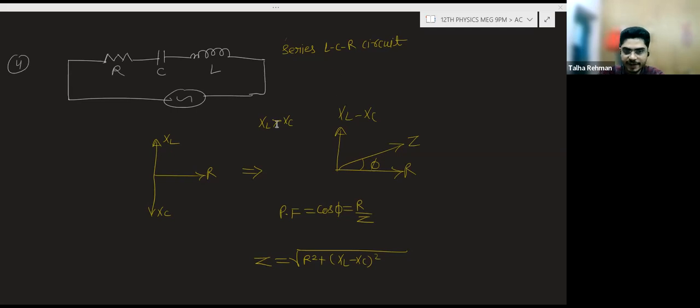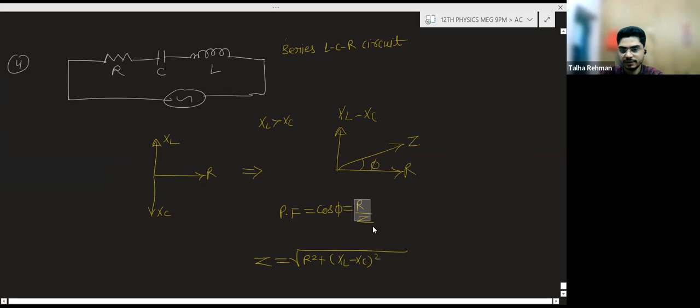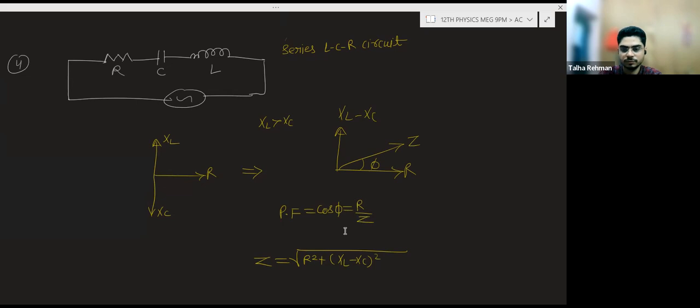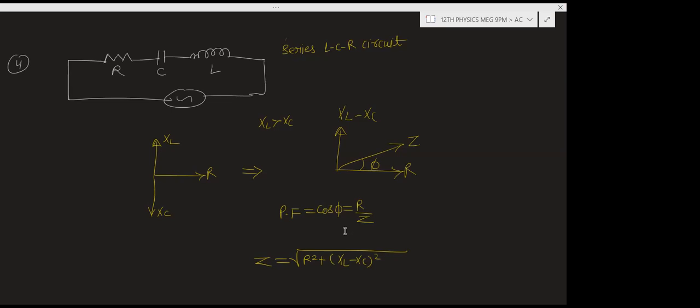I have just supposed here XL is greater than XC. You can suppose XC greater than XL. Then also you will get R by Z. Hamza, take the screenshot. Done, sir. Okay.